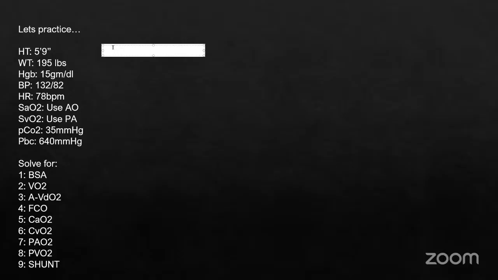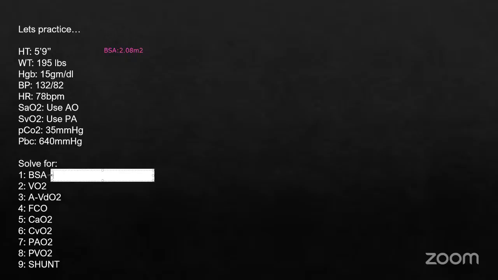And then I'm going to go ahead and give you a BSA. For these samples, I want you to get on an online BSA calculator and use the Mosteller formula. So in this case, BSA is 2.08 square meters. Okay, so I'm going to go ahead and put here 2.08 square meters.